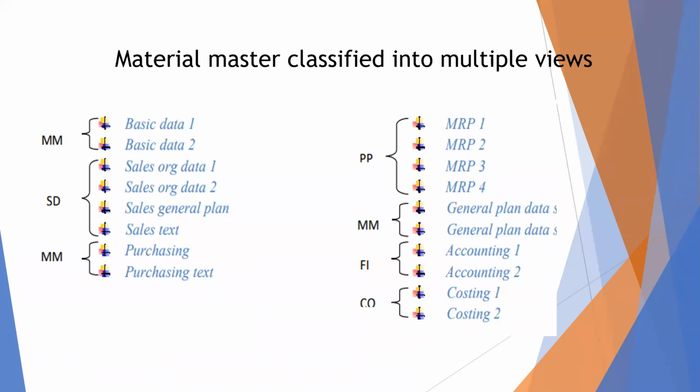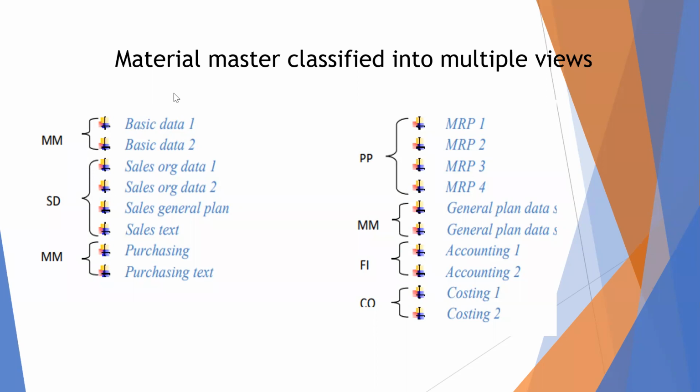So this is the first step. If you look at the material master, it is classified into multiple views. It has the first attributes, basic data one, and if you look here, the creation of the material master is a complete integration between SD, MM, FICO, as well as PP. PP is nothing but production planning.